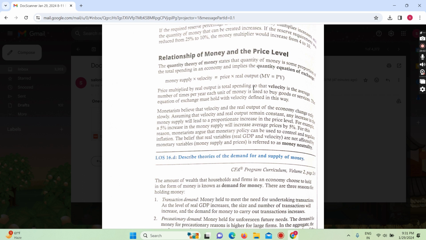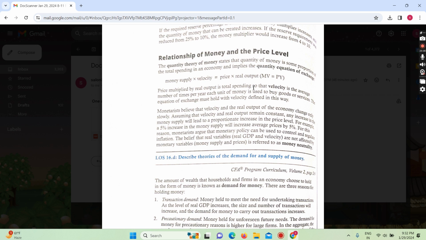So what we are saying is that when you multiply the price with the real output, what is the real output? It is the total spending. So velocity will be the average number of times per year each unit of money is used to buy the goods or services. The equation of exchange must hold with velocity defined in this way.